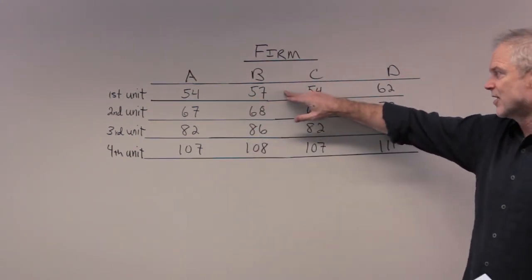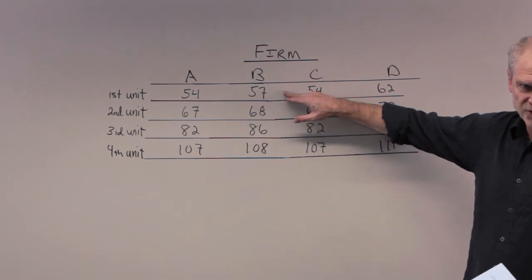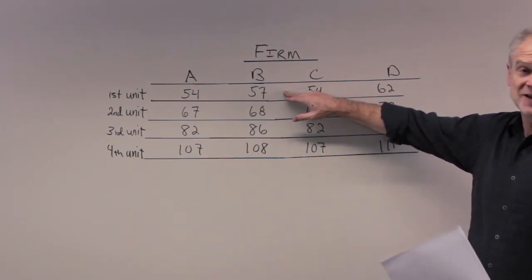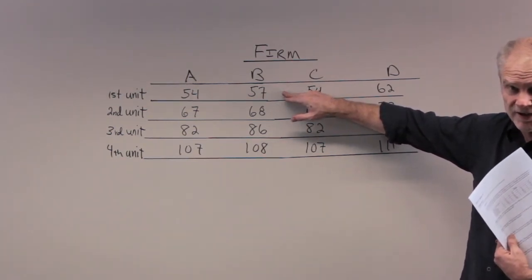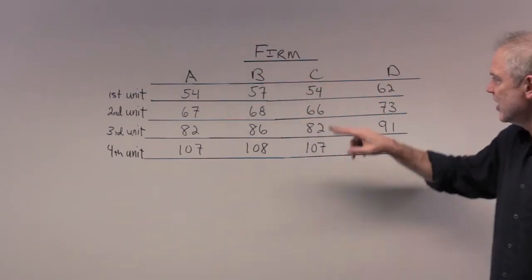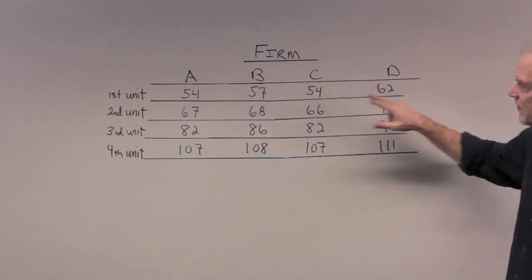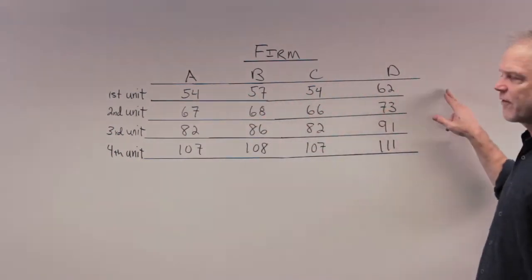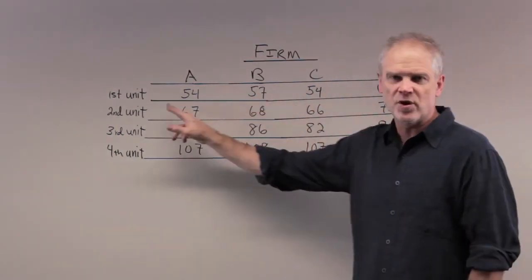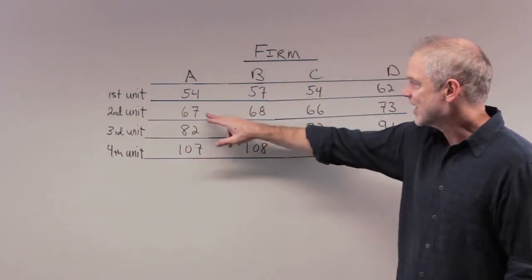Firm B says, well, it costs us $57 to eliminate this first unit of pollution. The government's going to charge me $69. I'll take care of it and save myself $12. So firm C does the same, and D. So the first unit of pollution for all four firms is wiped out. So we've just wiped out 4 units of pollution. Go to the next row.